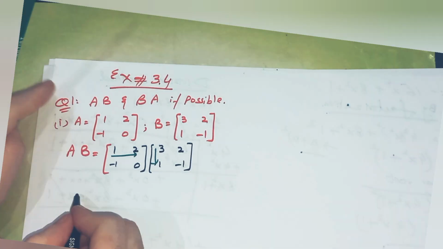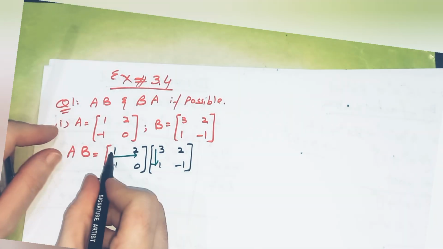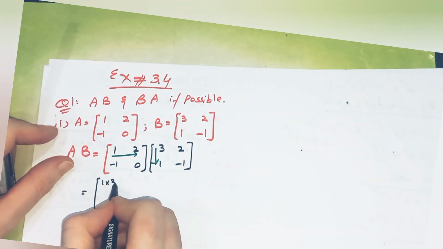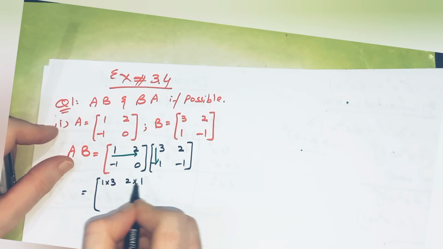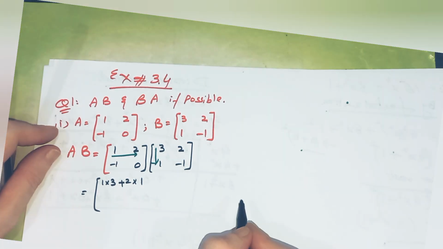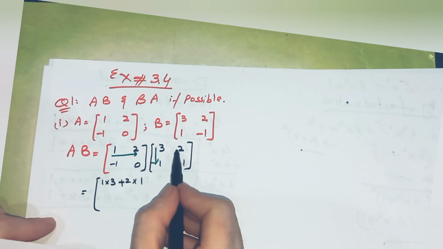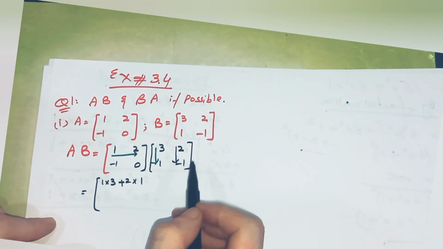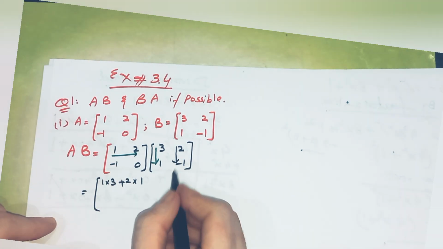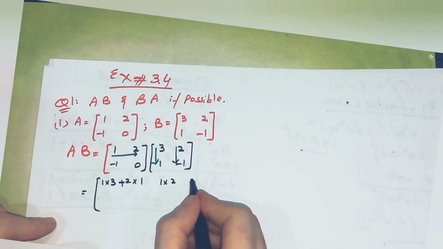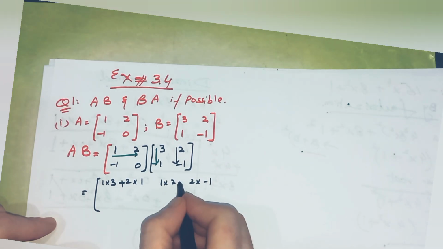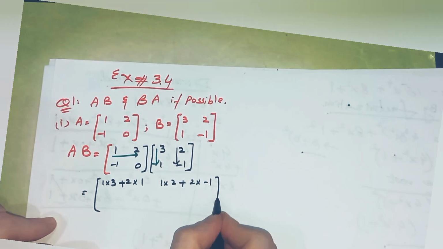Okay, firstly we multiply here 1 multiplied by 3, 2 multiplied by 1, and the sign between is plus. All right, now we multiply the first row into the second column of the other matrix: 1 multiplied by 2 and 2 multiplied by -1, and the sign between is plus.